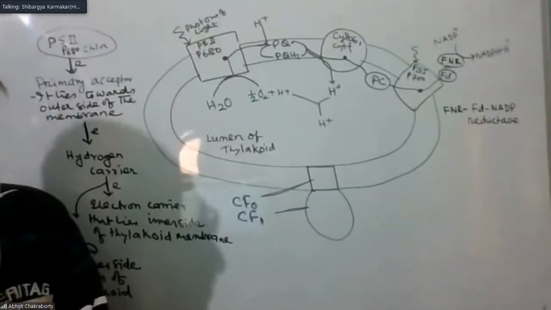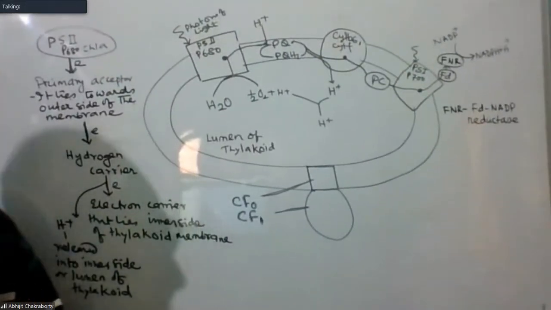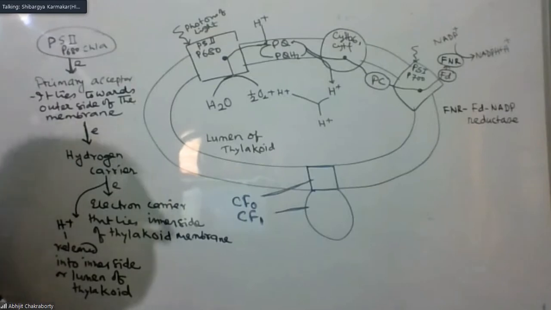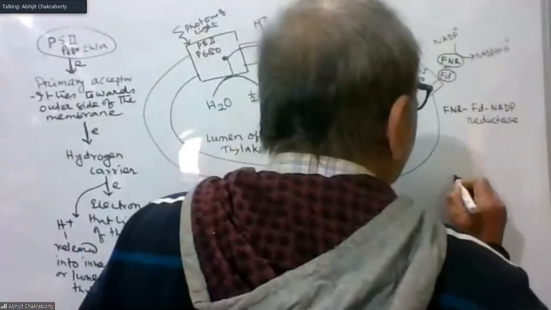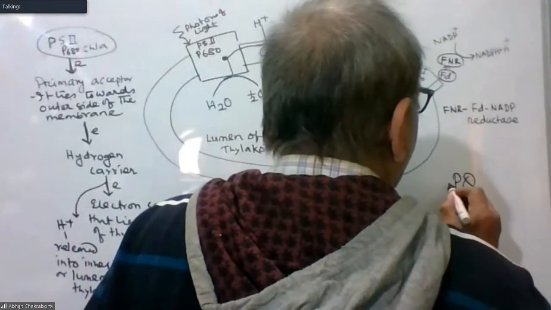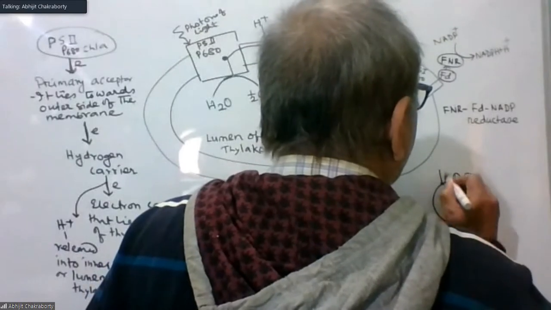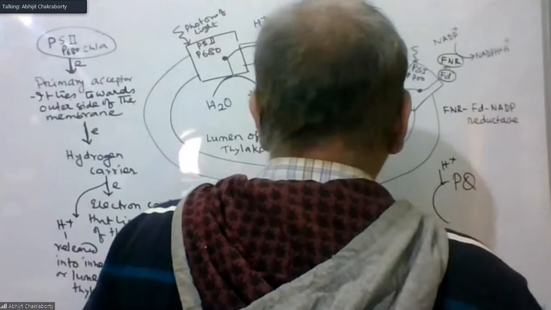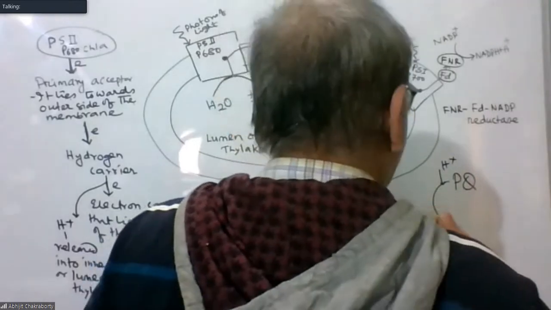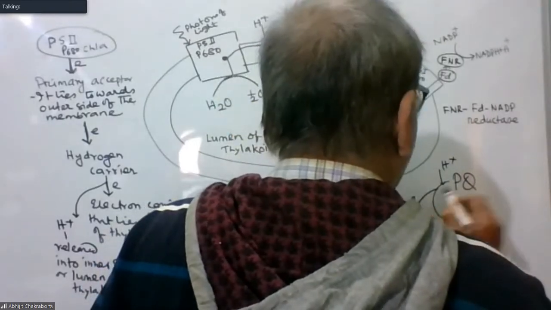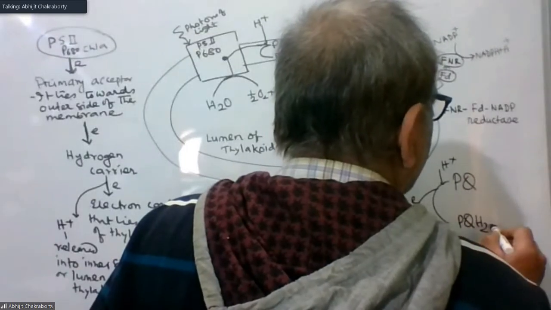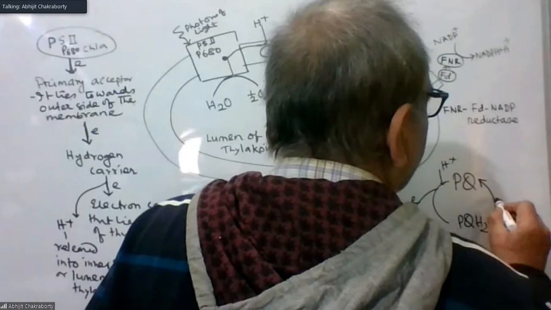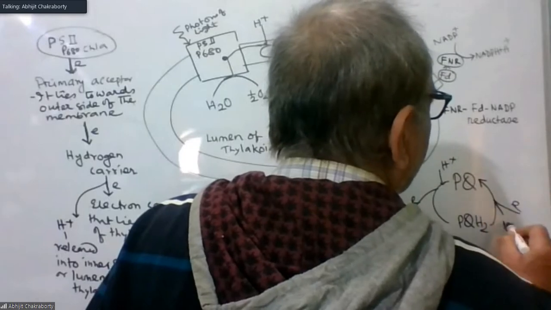And what is written below PQ? PQ, after receiving proton and electron from here, becomes PQH2 by donating electron and proton.